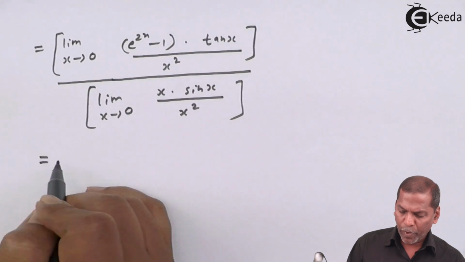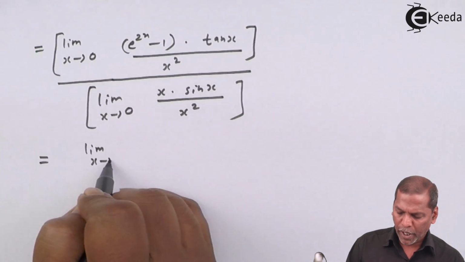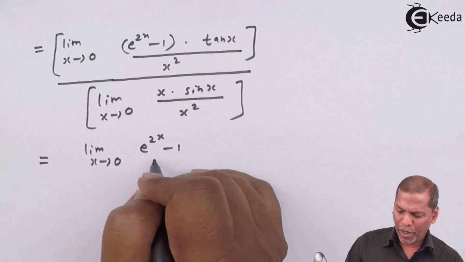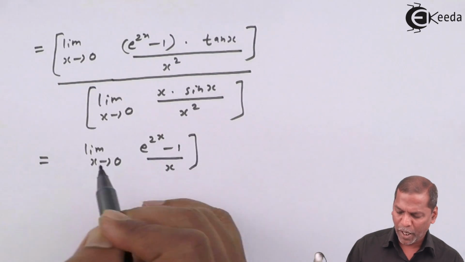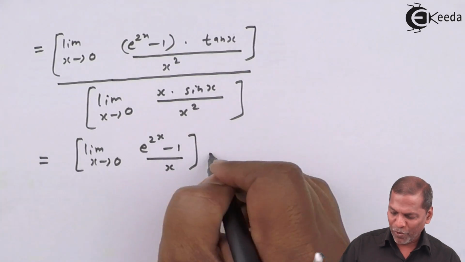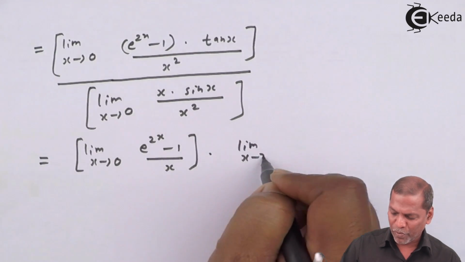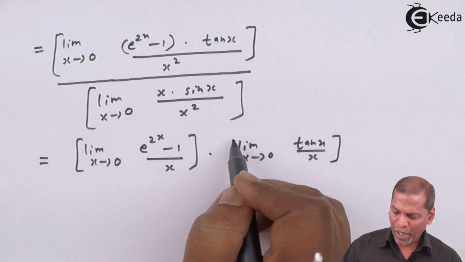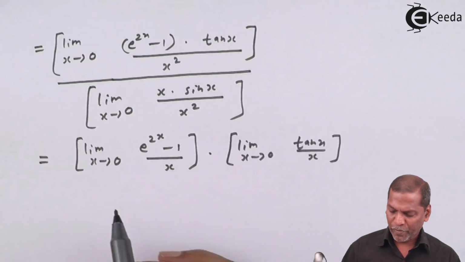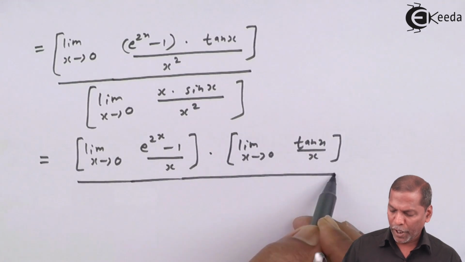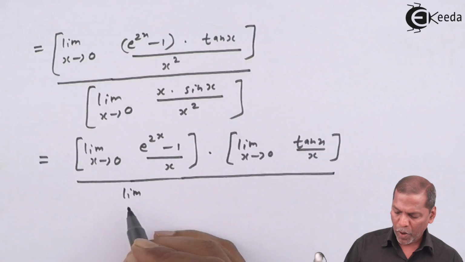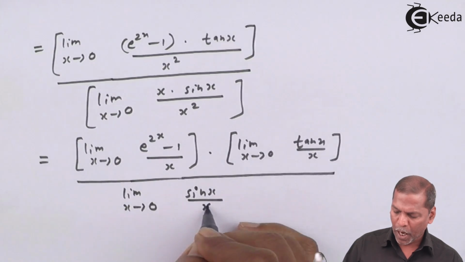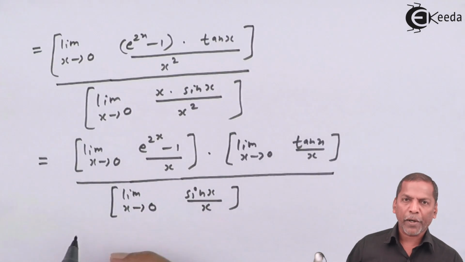So the next step will be is equal to limit x tends to 0. We write here (e raised to x minus 1) upon x as one limit in the numerator, into limit x tends to 0 tan x upon x as a second limit in the numerator, and whole thing divided by limit x tends to 0 sin x upon x in the denominator.